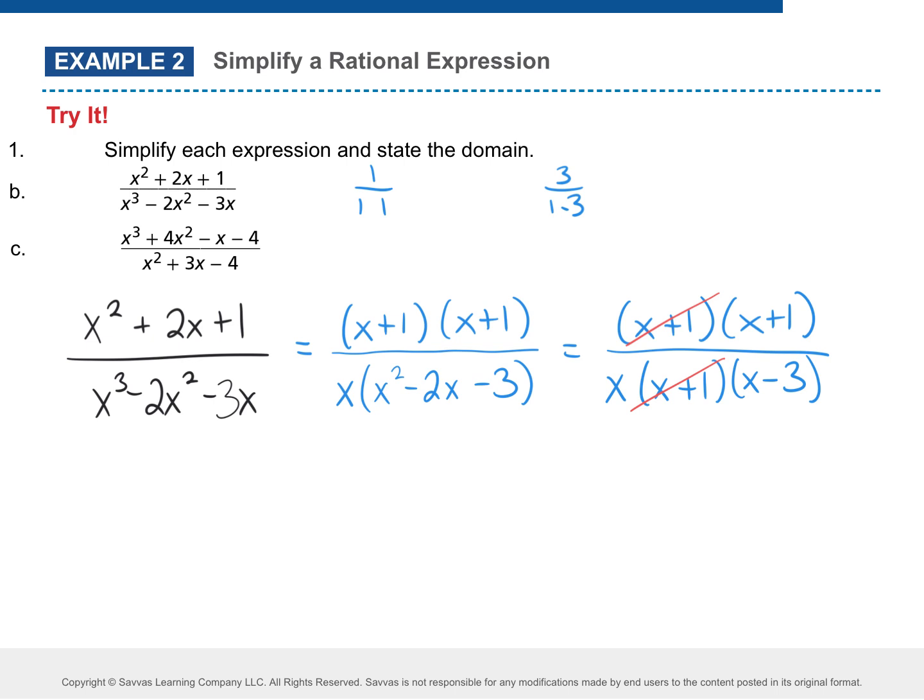Do they have anything else in common? No, they don't. So our answer is just whatever they have left. What's x plus 1 over x minus 2? Yep, so the top has x plus 1 left. The bottom, don't forget this x over here. It still has x times x minus 3. And this right here is your answer.